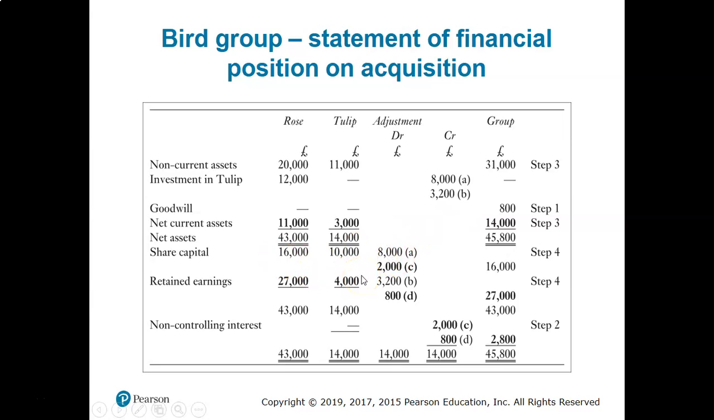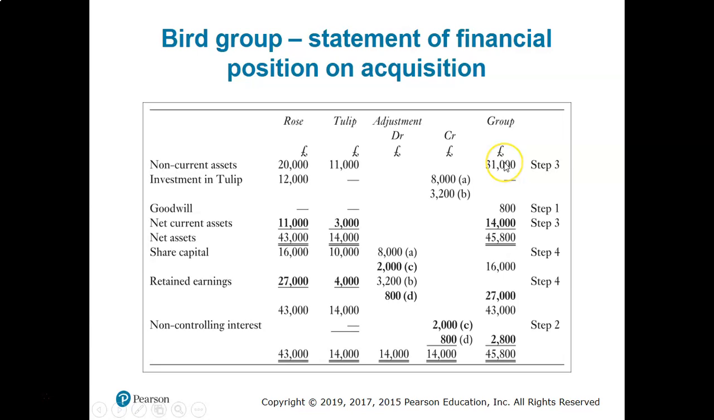What about non-controlling interest? The parent company purchased 80% of the shares, and the remaining 20% is non-controlling interest. So 10,000 multiplied by 20% is 2,000. And 20% of the 4,000 of retained earnings that will go to the non-controlling interest is 800. So 2,000 and 800 is the non-controlling interest. This is what we need to add in the group financial statement.